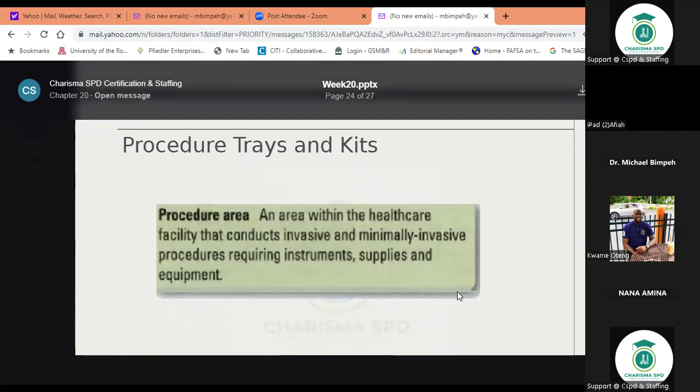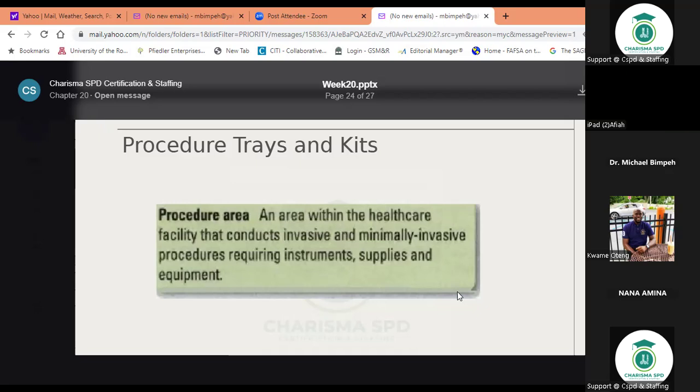Procedure area: an area within the healthcare facility that conducts invasive and minimally invasive procedures requiring instruments, supplies, and equipment. Yes, so they do send things to us to handle for them, and you are going to receive a lot of that. Maybe from the mother and baby area, from those areas.